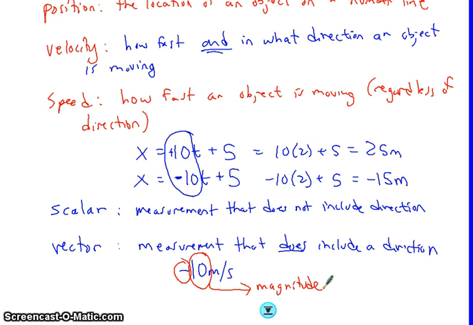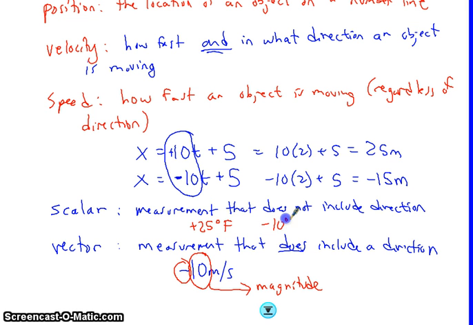All right, what about a scalar measurement? Classic scalar measurement might be temperature. So if we say that the temperature is positive 25 degrees Fahrenheit, it really doesn't indicate a direction. You can't point your finger in the direction of 25 degrees Fahrenheit.